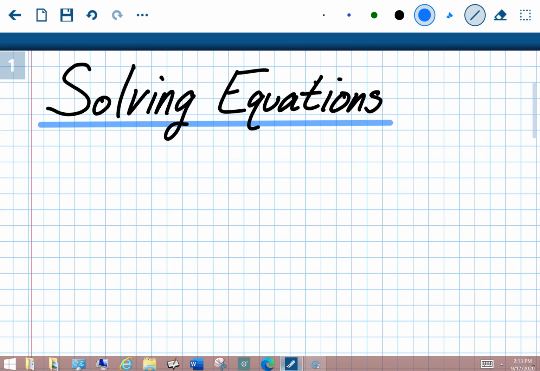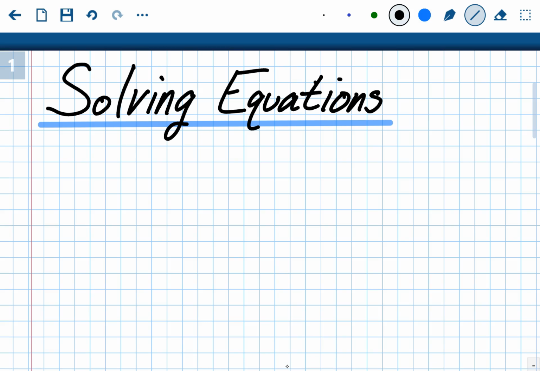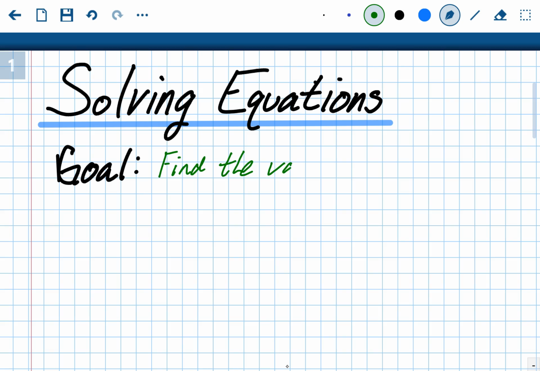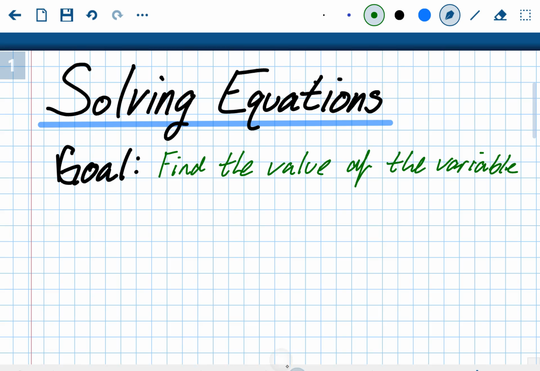We're going to start with the basics today. Most notably, what's the goal of solving an equation? I mentioned it a little bit already. Our goal for this process is to figure out what the variable represents to make the equation true. So we're going to find the value of the variable that makes the equation true.